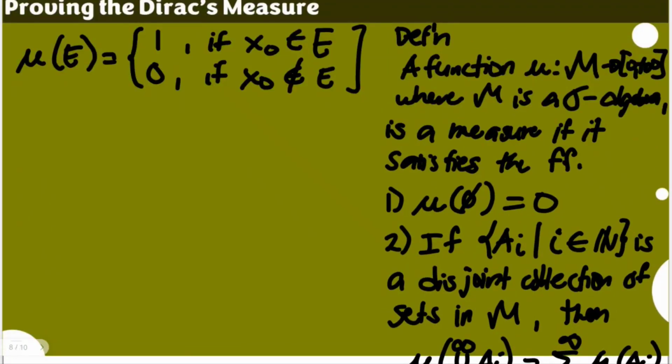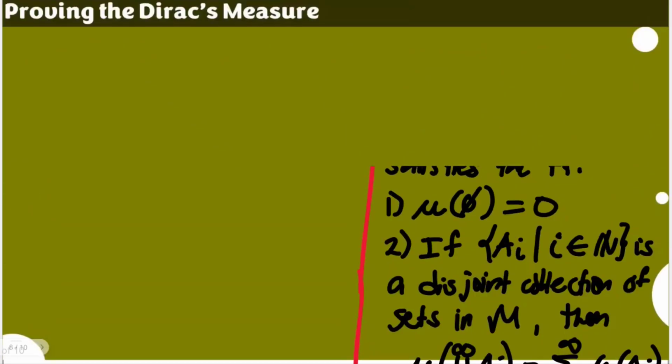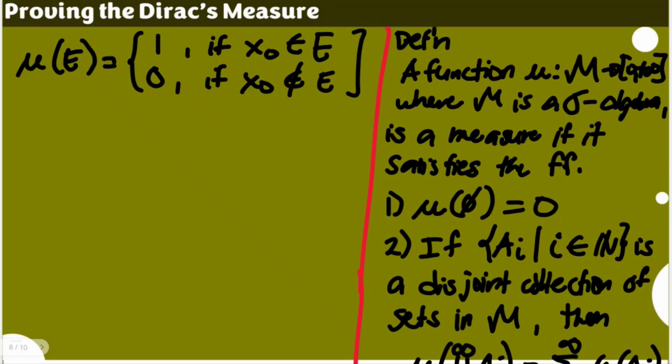I'll be separating this portion so that you will not be confused with what to do. Okay, so our proof works like this. Now, for the first situation, we need to show that mu of the empty set is equal to really 0.